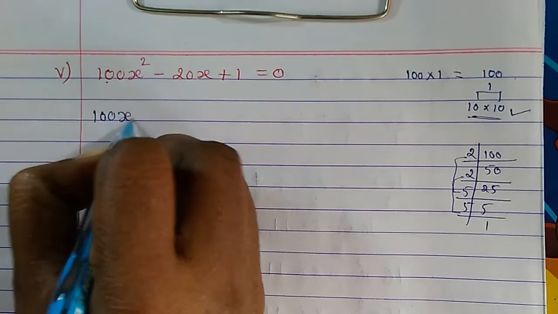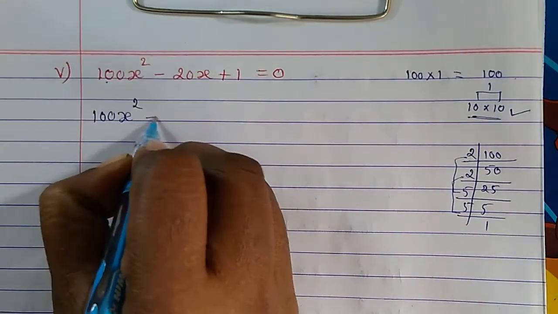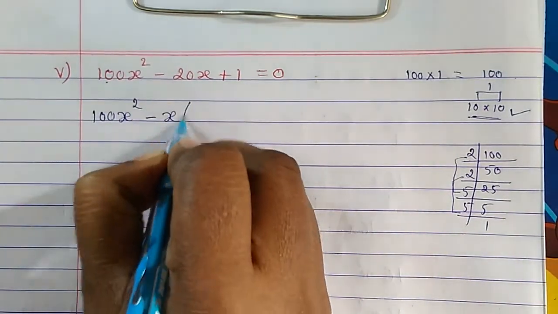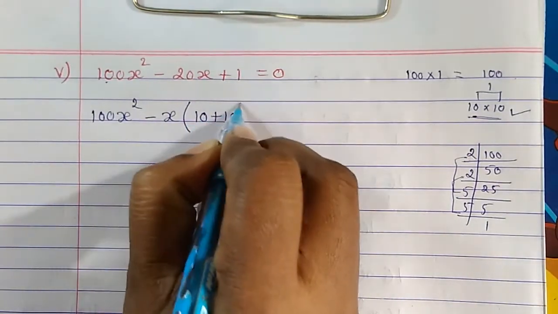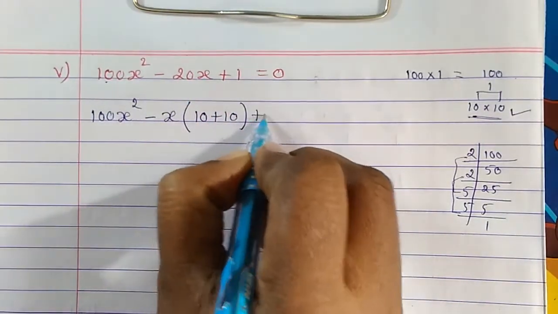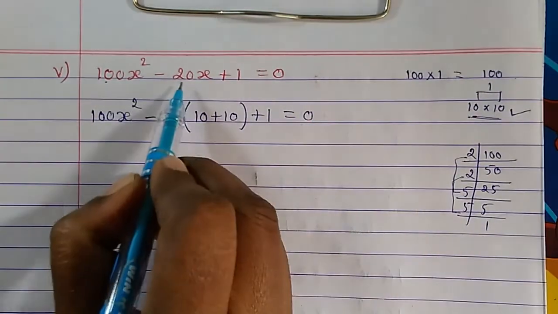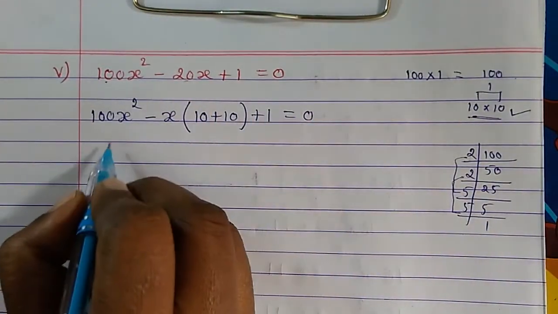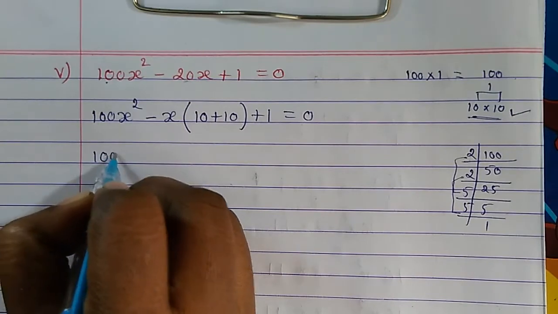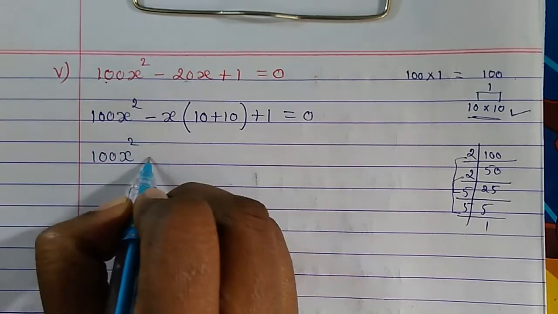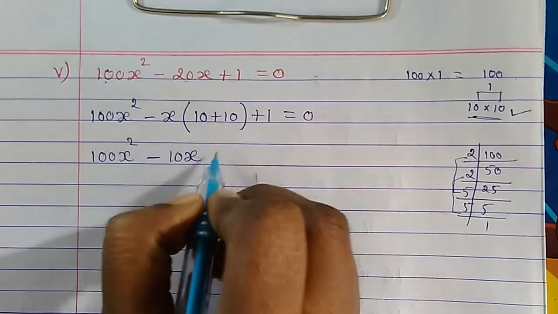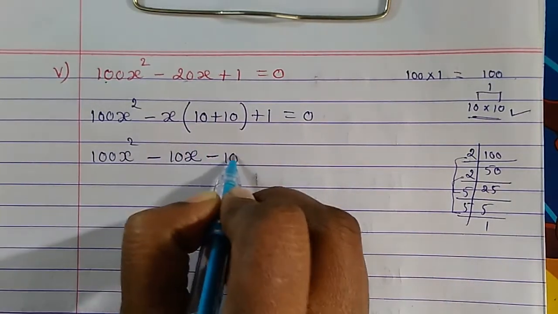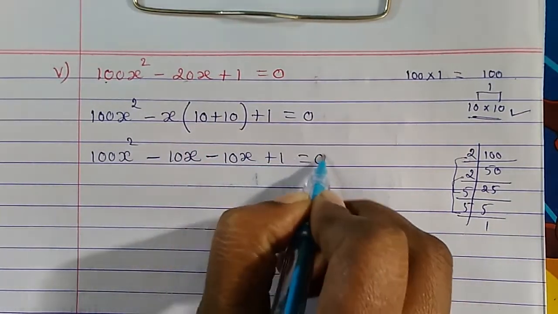So 100x square, then minus this x, you write down as it is. Now instead of 20 we will write 10 plus 10, which will give us 20. This is called splitting the middle term, because we are splitting the middle term. So now write down minus x into 10, which gives 10x, minus into plus gives minus, then 10x plus 1 equal to 0.